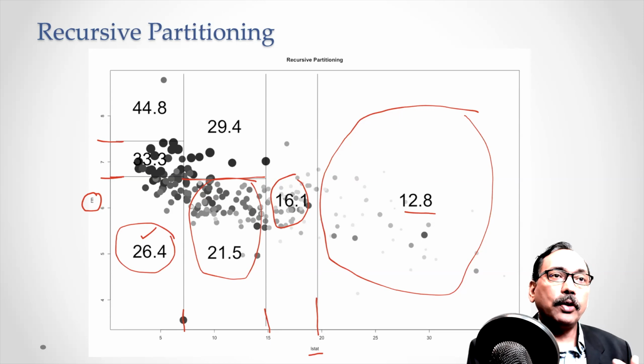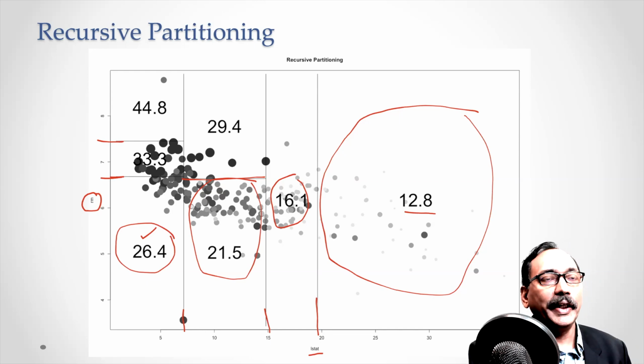So random forest also is a tree-based method. It uses the concept of the tree, but this is just a starting point. And then there are other tree-based methods. If time permits, I will talk about it.